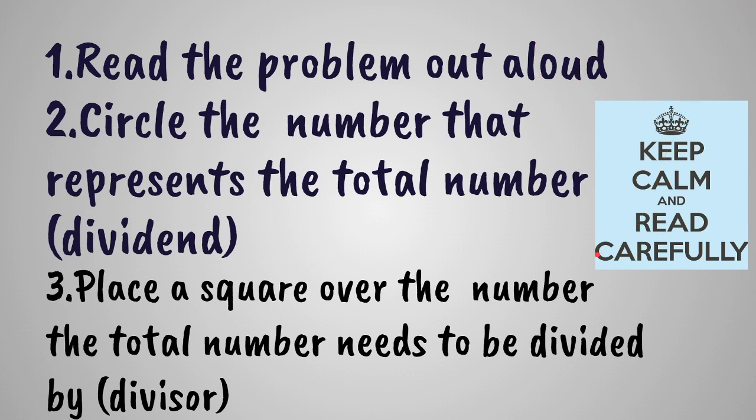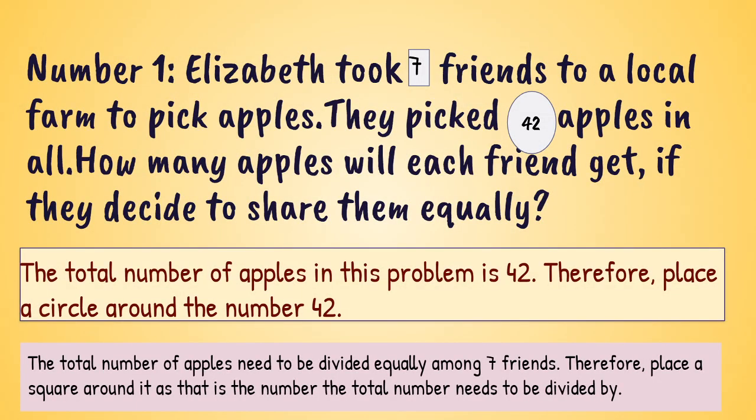And finally, we have the third step, which is to place a square over the number the total number needs to be divided by, which is the divisor. Well, we know that 42 is the total amount, but how much are we dividing it by, right? How many people are there for the apples to be divided by, right? So in this case, we know that Elizabeth, herself included, has 7 friends, all right? So therefore, you need to divide these 42 apples by the 7 friends, to see how many apples each friend gets if they get them equally, all right?